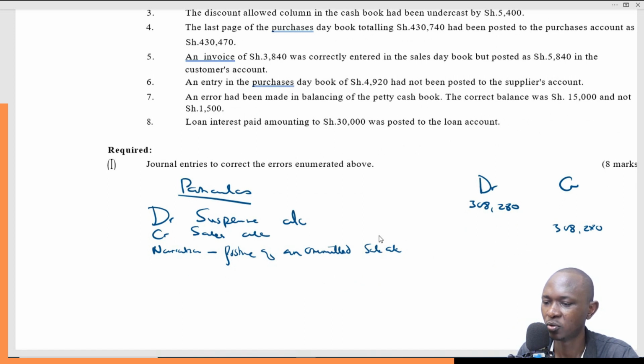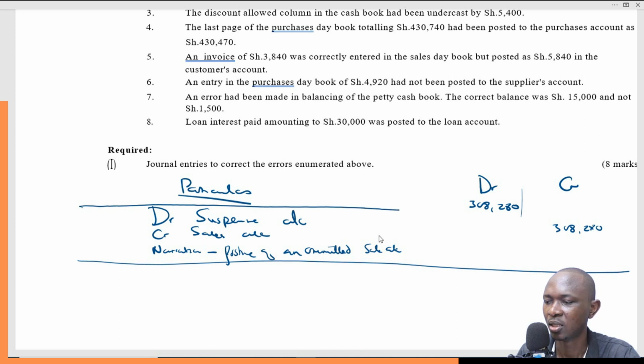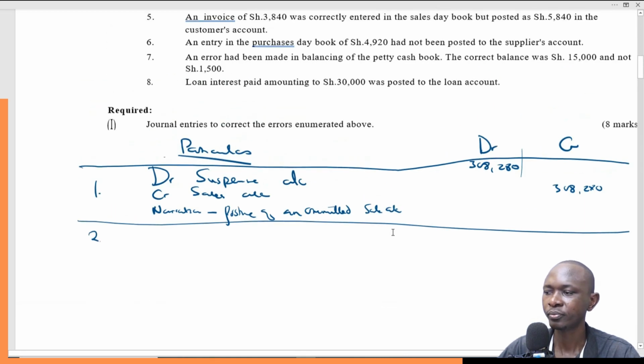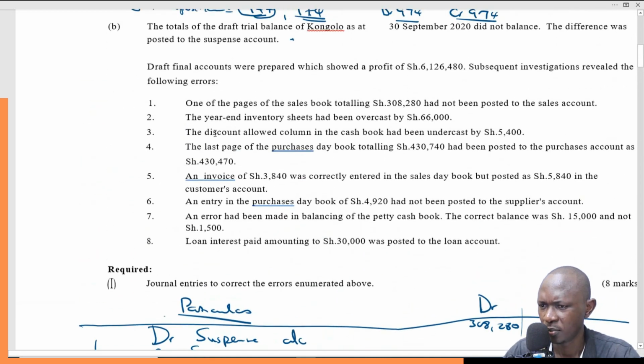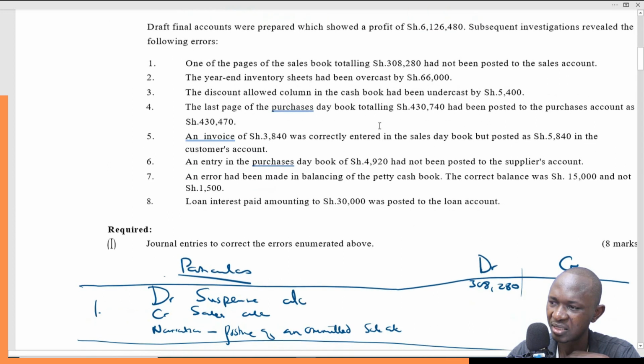Possibly we need to draw a line to distinguish between this one and the next one. All these things are supposed to be in lines. So let's just assume this line here. That's why I didn't want to draw the lines. So that's number one. Now number two: the year-end inventory sheets had been overcast by 66,000.